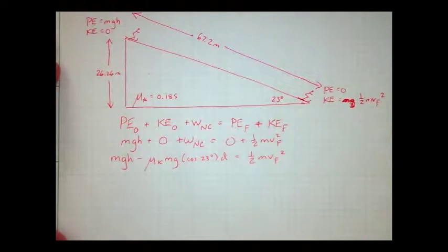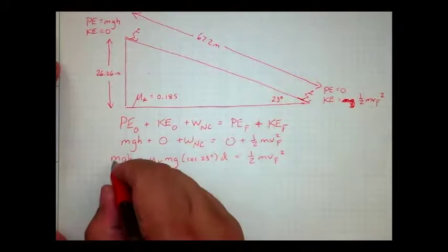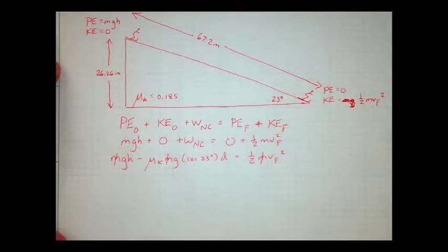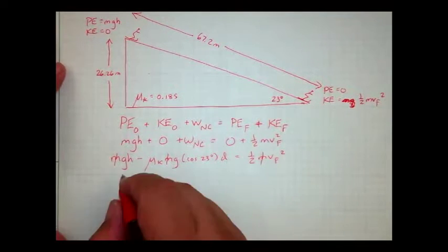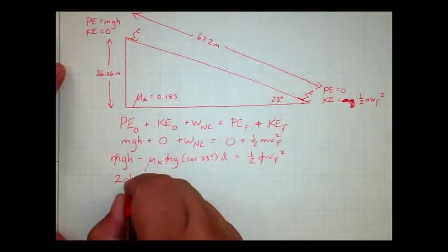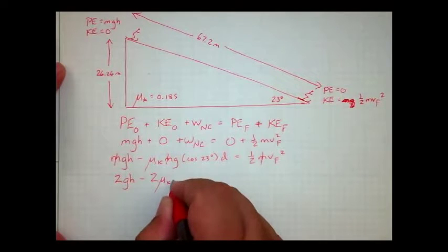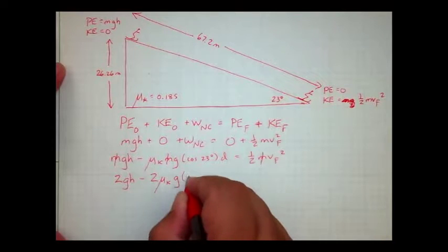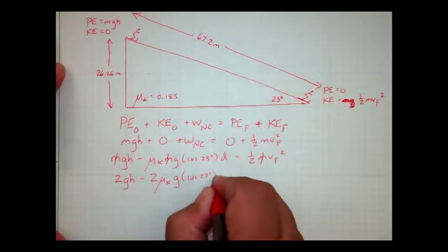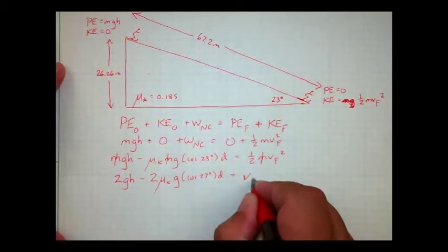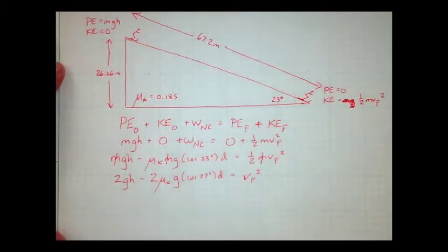Once again, the first thing we notice is that we do not need the mass of the snowboarder. The mass cancels out. We multiply both sides of the equation by 2, and we get 2gh minus 2 mu k g cosine 23 times d. These expressions can get fairly long, so you need to be very careful writing them out.